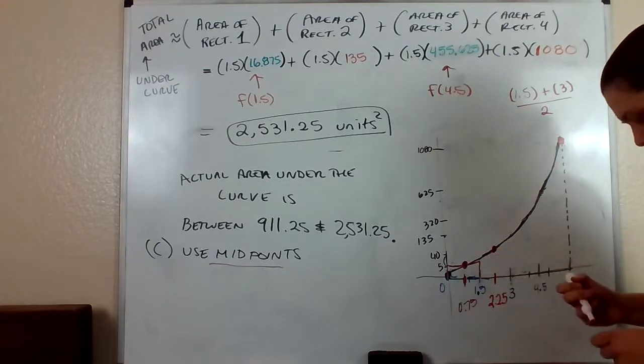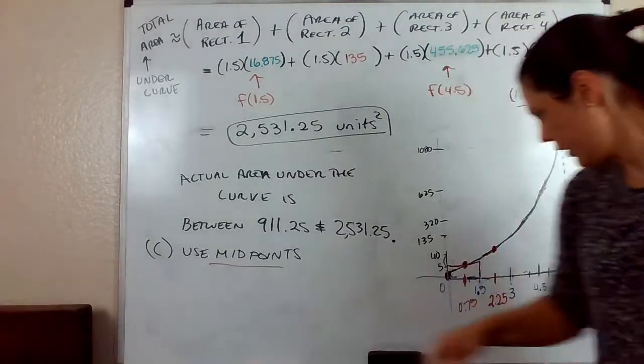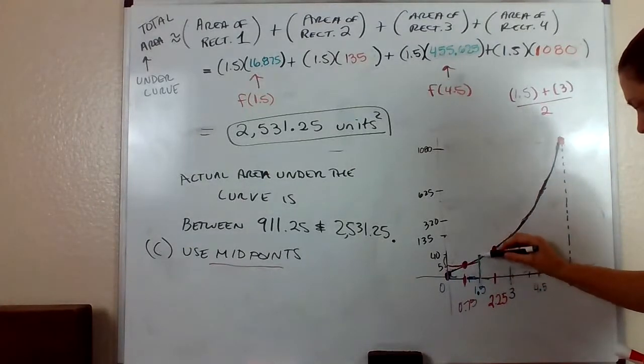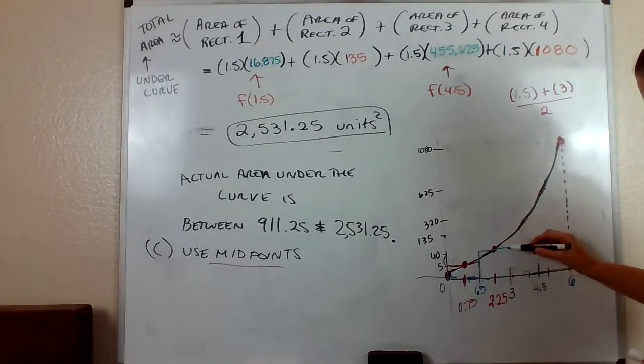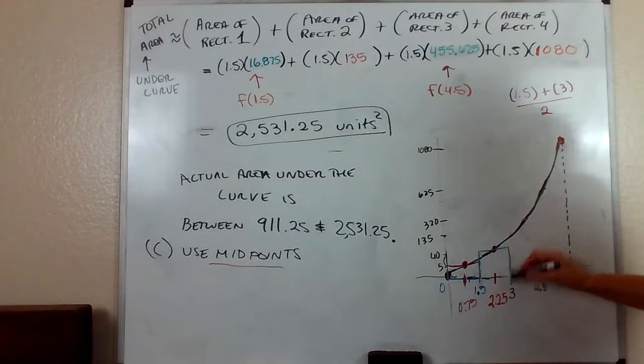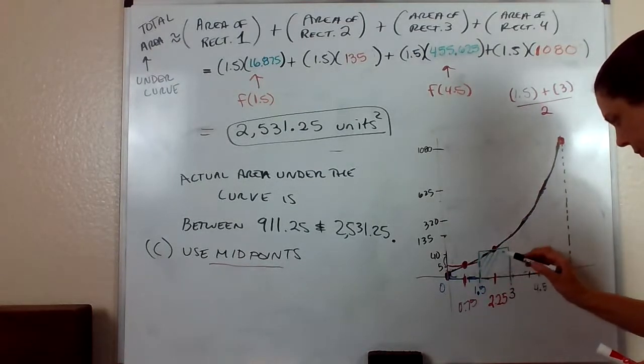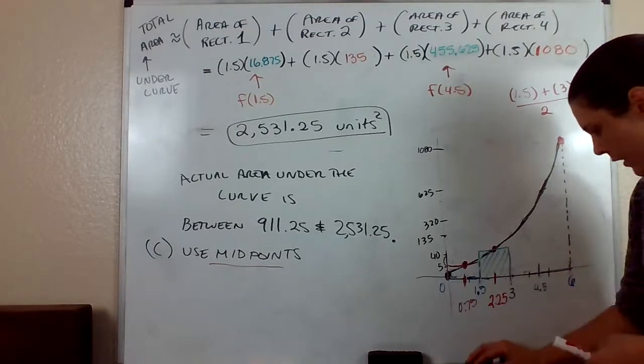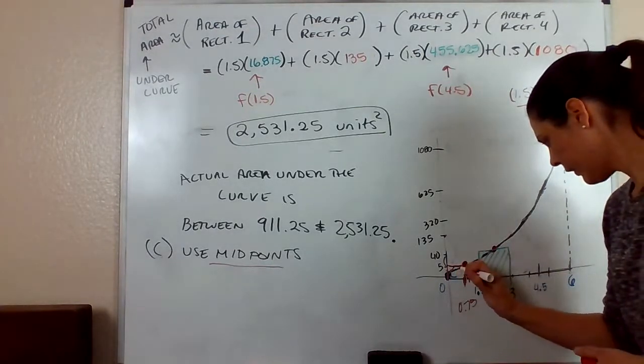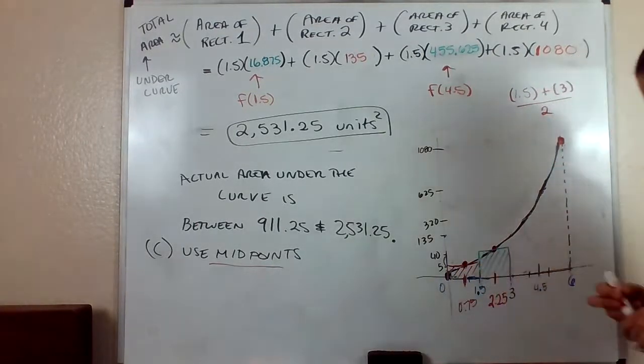Okay, so I draw my rectangle. Let's change the color. We'll go green this time. This rectangle has a height that happens at 2.5. Okay, let's color this in a little bit. Okay, let's do this 2 more times.